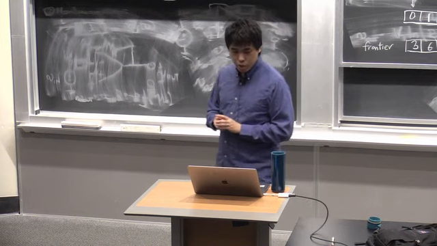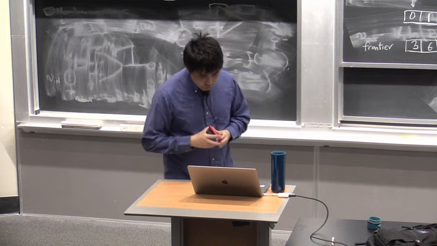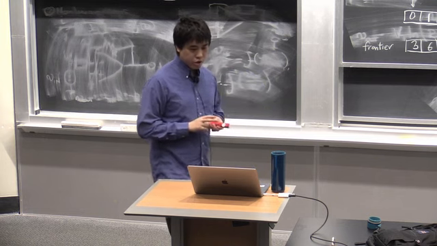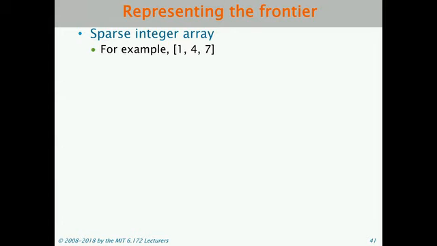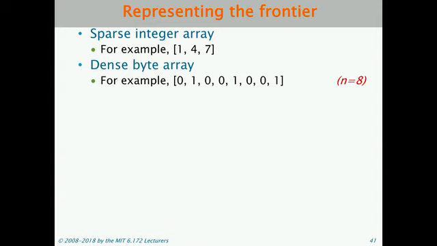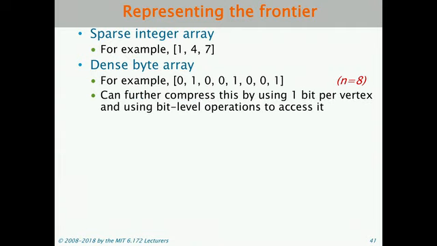Okay, so how do we actually represent the frontier? One way to represent the frontier is just to use a sparse integer array, which is what we did before. Another way to do this is to use a dense array. So for example, here I have an array of bytes. The array is of size n, where n is the number of vertices. And then I have a 1 in position i if vertex i is on the frontier and 0 otherwise. I can also use a bit vector to further compress this and then use additional bit level operations to access it.